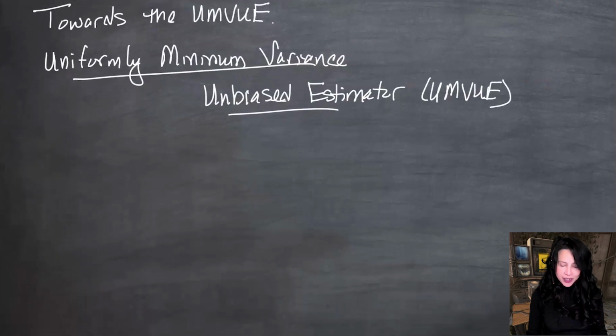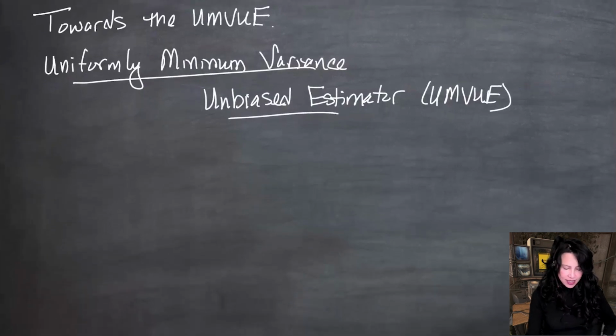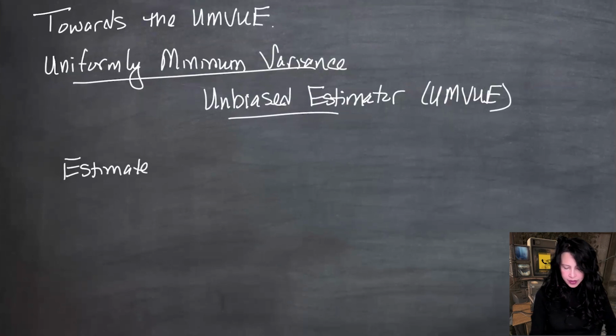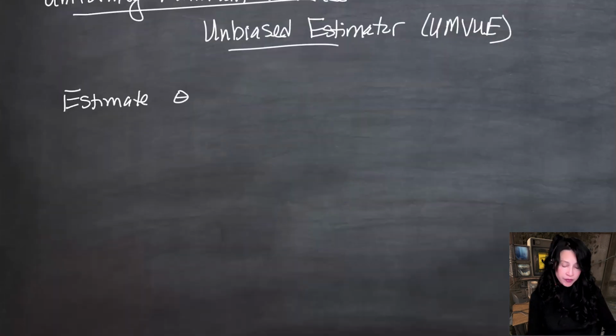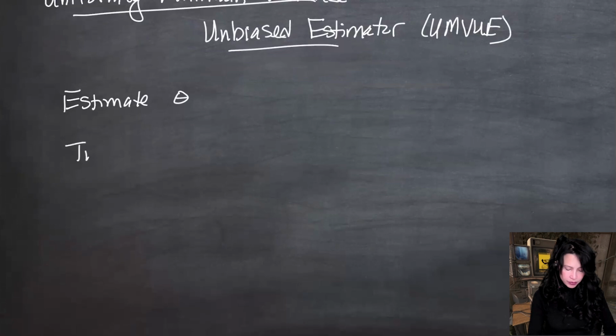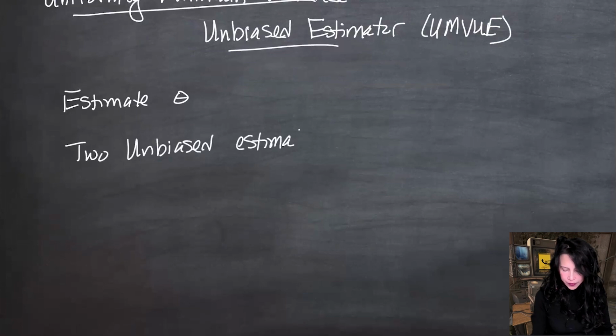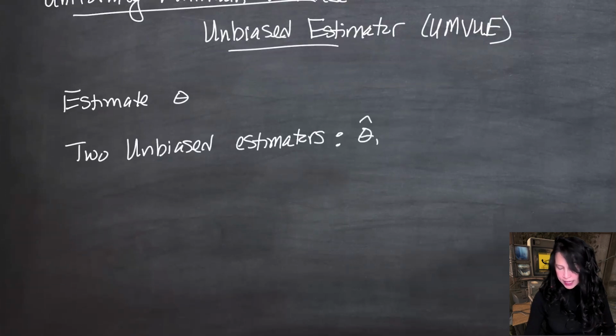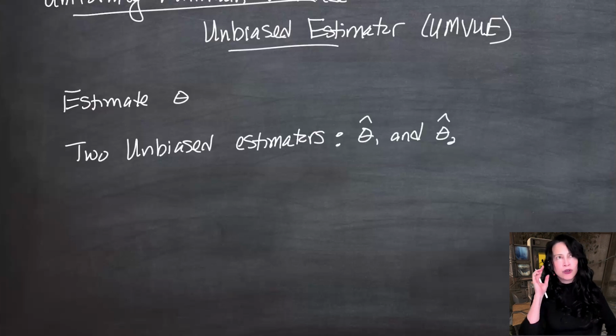I want to describe what a UMVUE is. If we are estimating a parameter theta, or maybe a function tau of theta, and we have two unbiased estimators, I'll call them theta 1 hat and theta 2 hat. They're both unbiased, so we've already got that. They've got that going for them. So let's look at the variances.